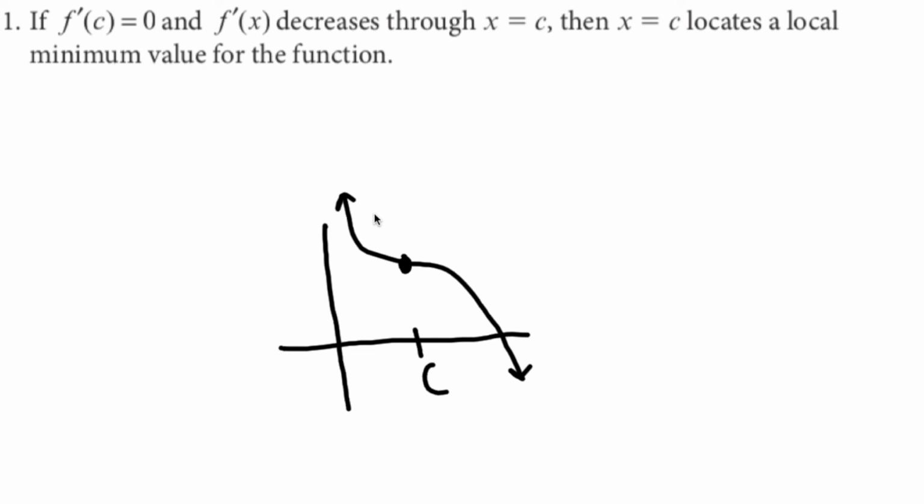Where it says the first derivative decreases through c, locates a local min. So this would not be a local min. It is a critical value. It does give us a first derivative of 0, but it's not a local min because the left is going up and the right is going down, so this would not have a local min, or really an absolute min, because it continues down forever. So this one is false.